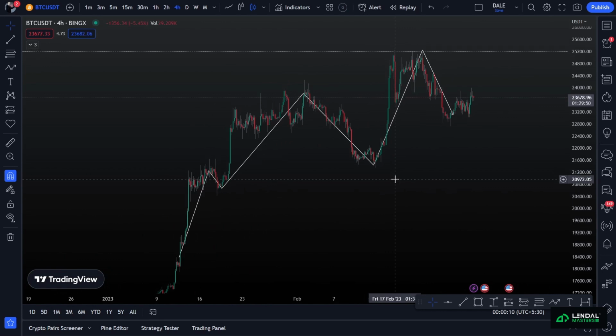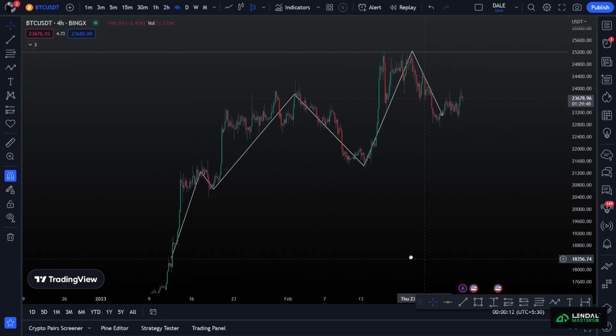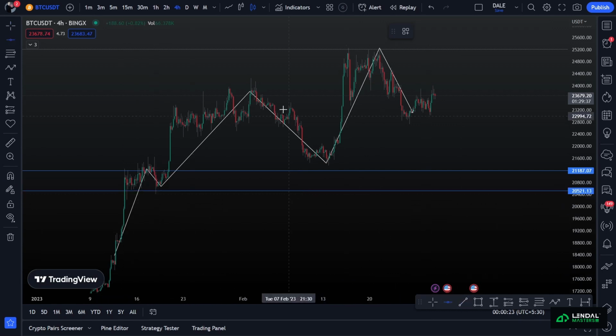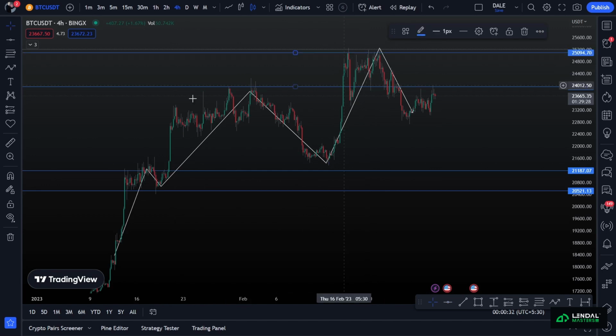So what we do here is draw a few more key levels. This is one key level, and this is going to be the second. This is one key level, and this is pretty much the same. This line, let me give it a different color for you guys to easily understand. Okay, so we've got the key structures now.